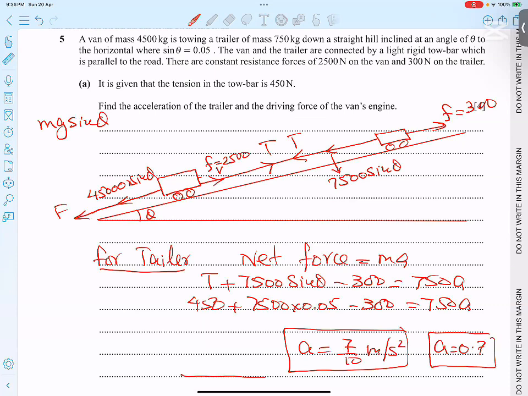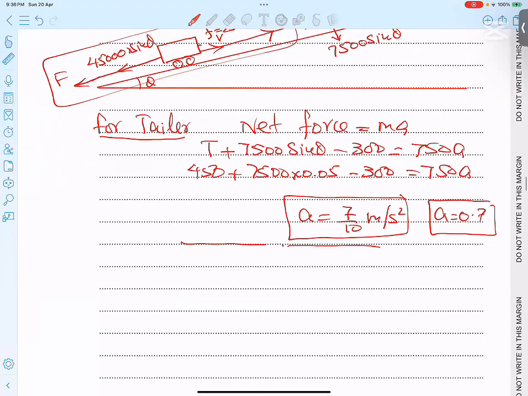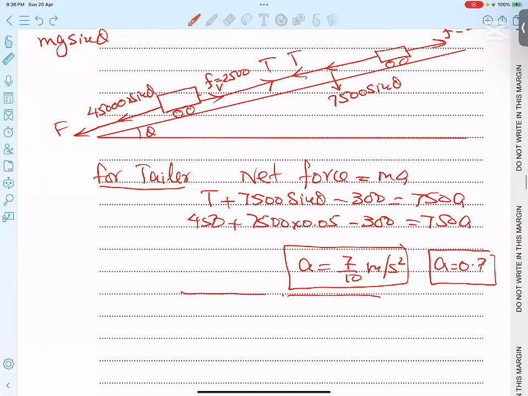Okay, so this part is very clear. Now students, first I talked about the trailer. Now I'm going to talk about the van. Let's apply the same criteria. As the system is going downward, I will start from here. So again, net force is equal to MA.